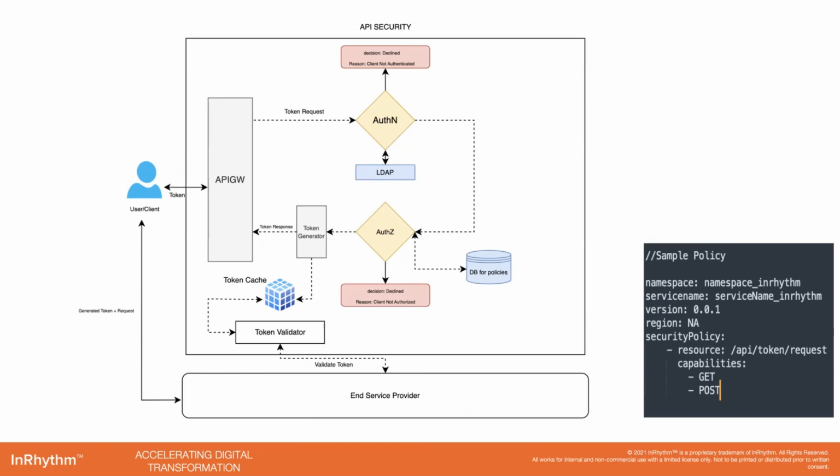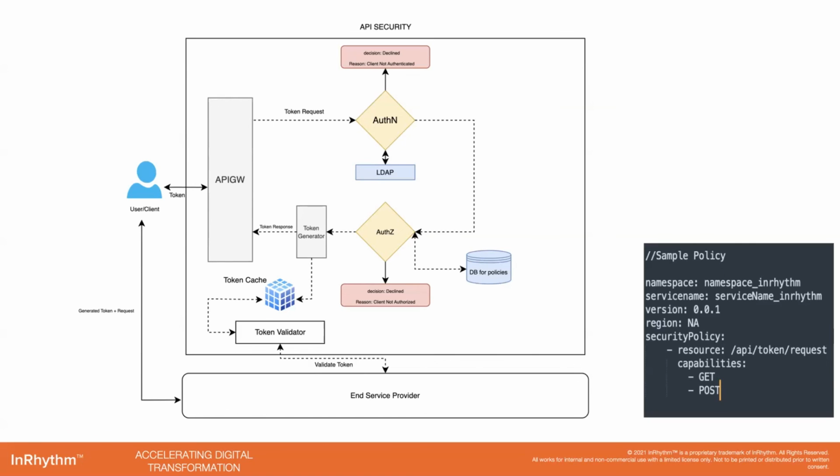Whereas for valid clients, we call a token generation library, which we can internally build, to generate either JOTs or SAML tokens based on the client's request. Before responding with the token to the client, we usually cache the token for a certain time, let's say 15 minutes, and then we respond back with the token to the client, which the client can use to consume a specific resource from the end service provider.